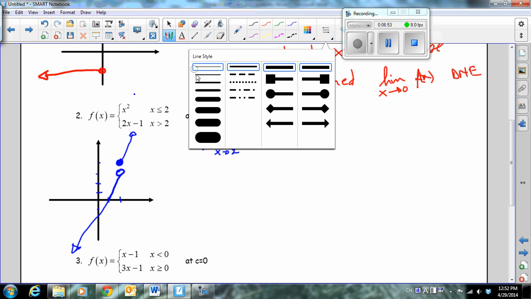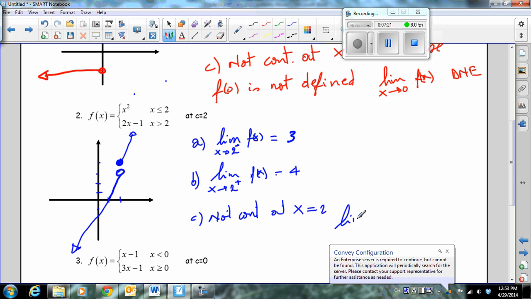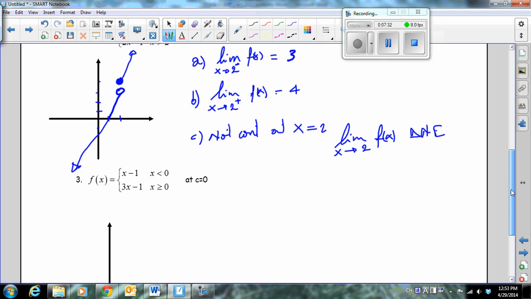And if I'm looking now for the limit as x approaches 2 from the right of f of x, this time I get 4. Well, those two are different. By the way, this is b. Since those two are different, I can already know that it's not continuous at x equals 2. And the simple reason is because the limit as x approaches 2 of f of x does not exist. I'll go on and do the third one.